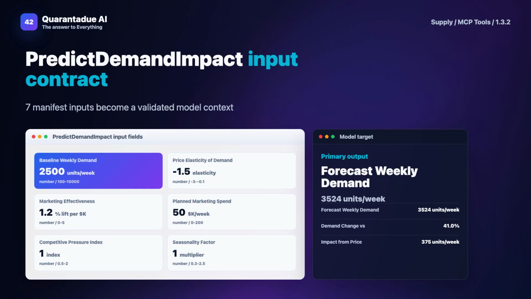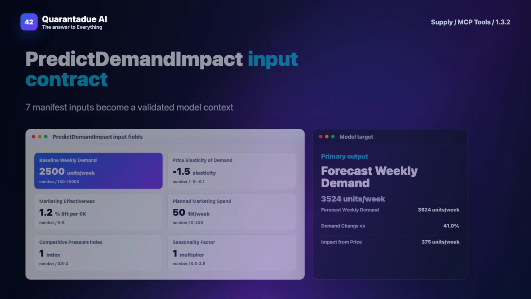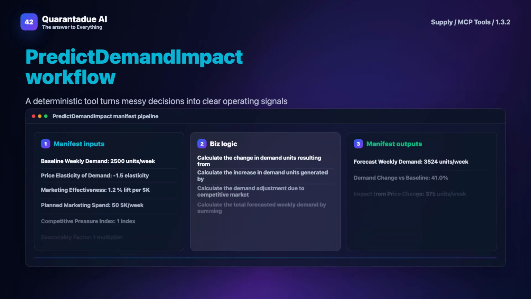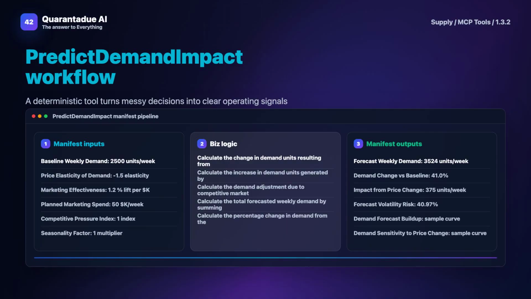Calculate the increase in demand units generated by the planned marketing spend, accounting for the effectiveness coefficient and diminishing returns. Calculate the demand adjustment due to competitive market pressure, which reduces demand when competitors are strong, especially if our price increases.